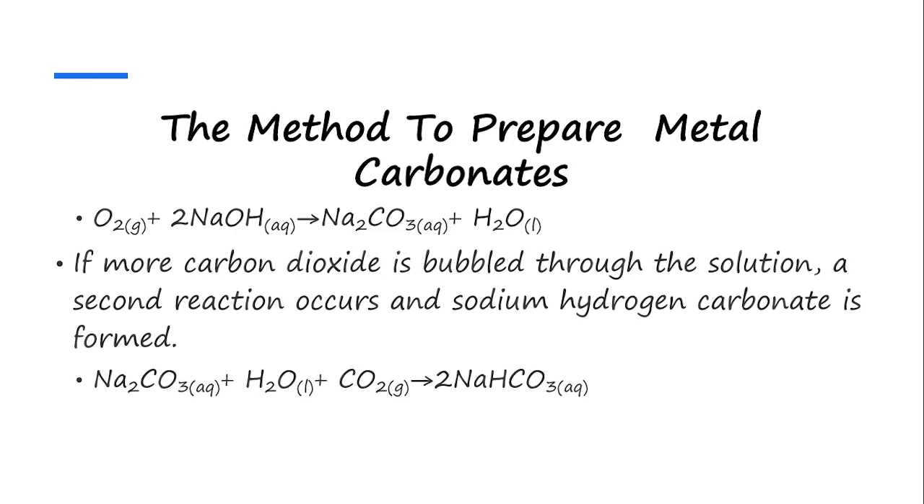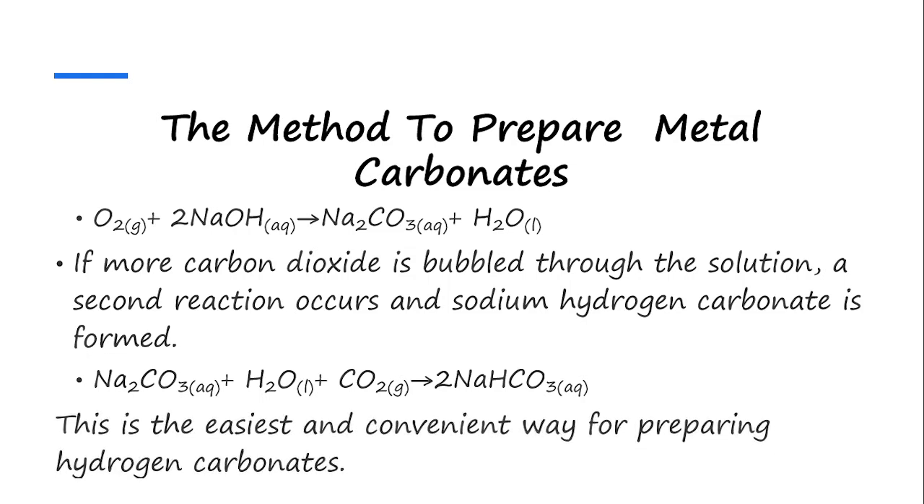Now if more carbon dioxide is bubbled through the solution, a second reaction occurs and sodium hydrogen carbonate is formed. So you can prepare sodium hydrogen carbonate by passing carbon dioxide through the solution of sodium carbonate. If you pass more carbon dioxide through sodium carbonate, you get sodium hydrogen carbonate in the presence of water as a liquid. This is the easiest and most convenient way of preparing hydrogen carbonates.